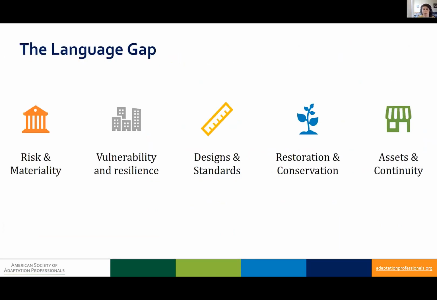One of the key things that these resources do is bridge the language gap between many actors in the adaptation and resilience space. For example, banks and financial industries may talk about adaptation and resilience as risk and materiality. Municipalities and public entities may talk about it as vulnerability and resilience. Engineers and designers may talk about designs and standards. Ecosystem managers might talk about restoration and conservation. And businesses and community organizations might talk about assets and continuity.